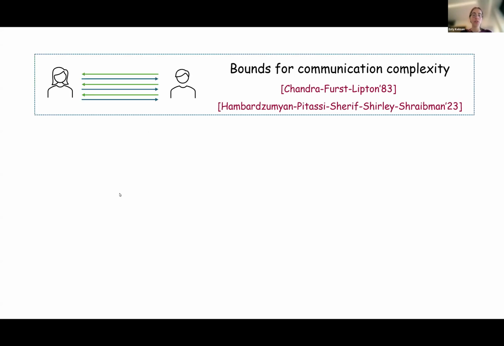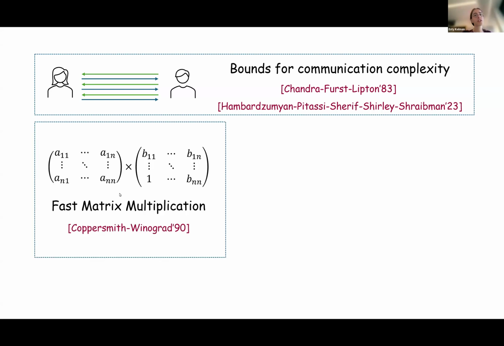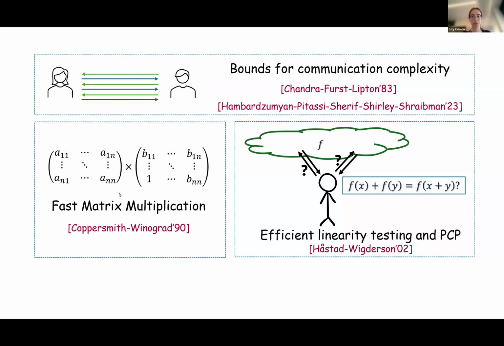Let me start with mentioning some important papers in theoretical computer science, and soon we'll discuss what our results are about. I want to mention some early papers from the 80s and one recent, all of them showing bounds for communication complexity for the number on forehead model. You might be familiar with the fast matrix multiplication by Coppersmith and Winograd. And another cool paper that I want to mention is efficient linearity testing by Håstad and Wigderson.